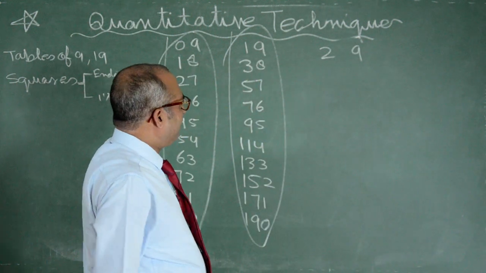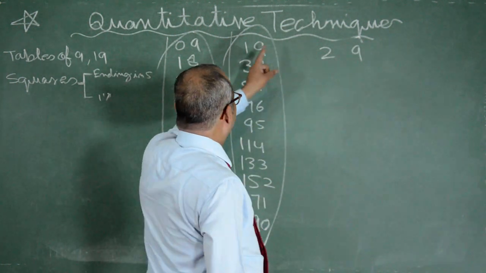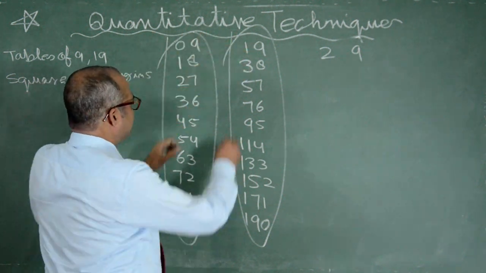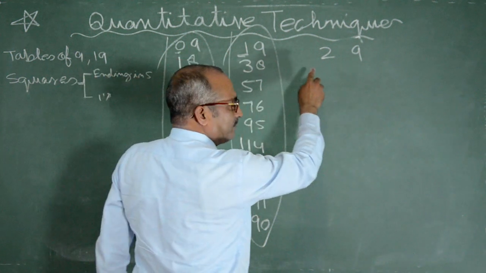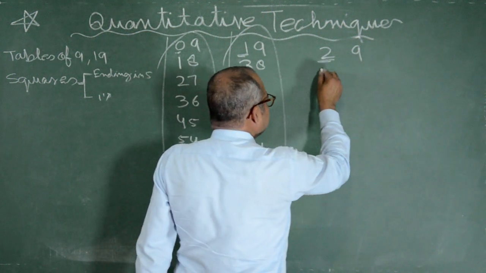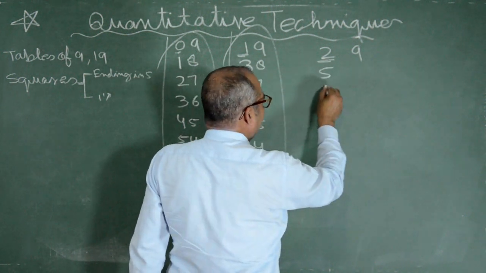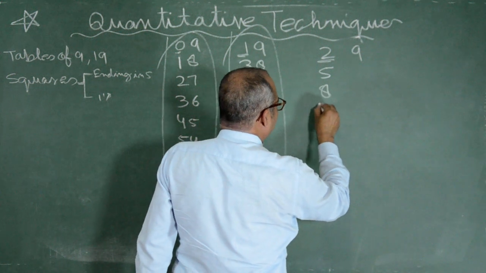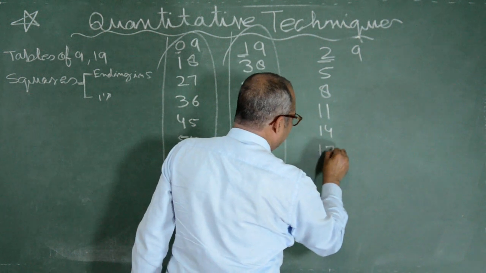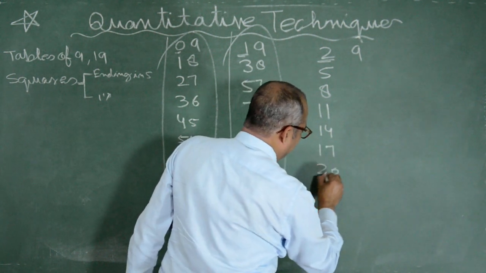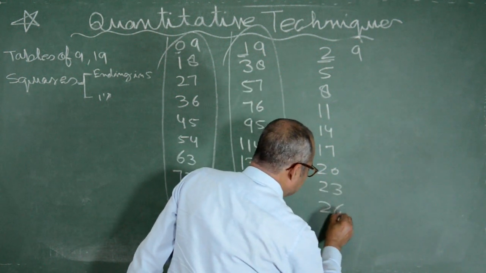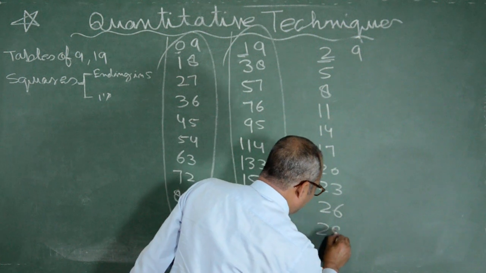In case of 29, we will start from 2. In case of table of 9, we have started from 0. In case of table of 19, we have started from 1. And in case of table of 29, we start from 2. And we will add 3, 3. 2 plus 3 is 5. 5 plus 3, 8. 8 plus 3, 11. 11 plus 3, 14. 14 plus 3, 17. 17 plus 3, 20. 20 plus 3, 23. 23 plus 3, 26. 26 plus 3, 29.